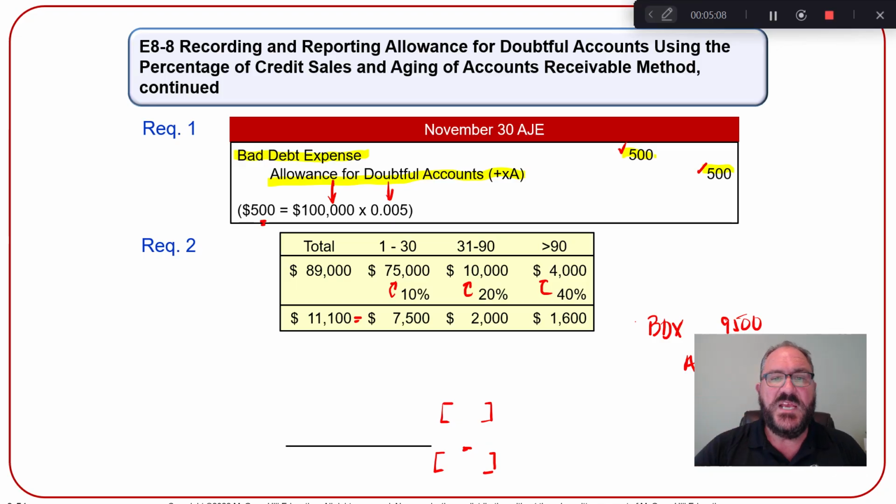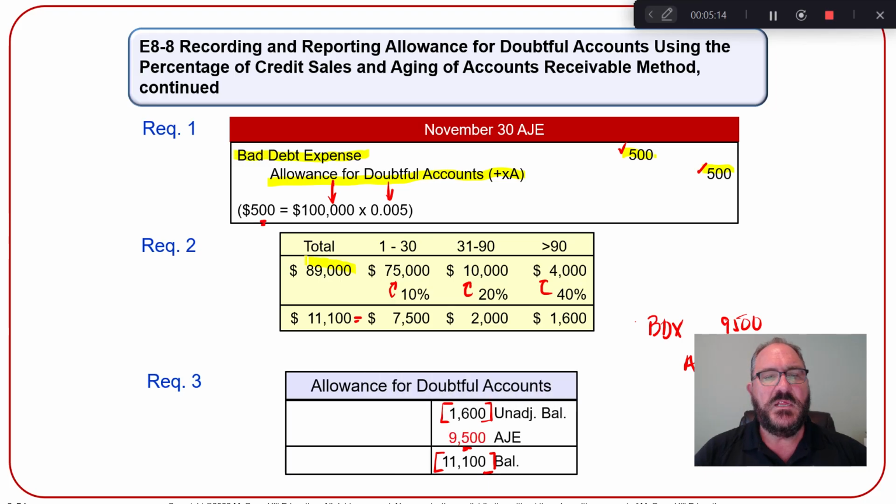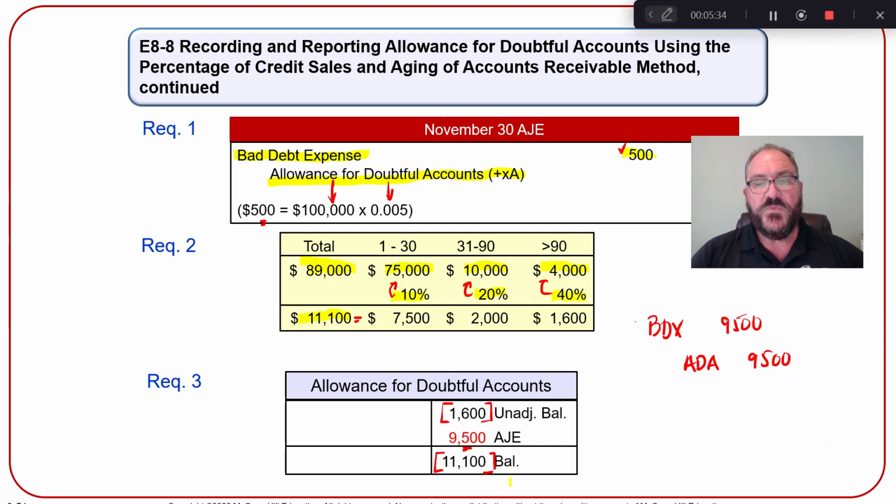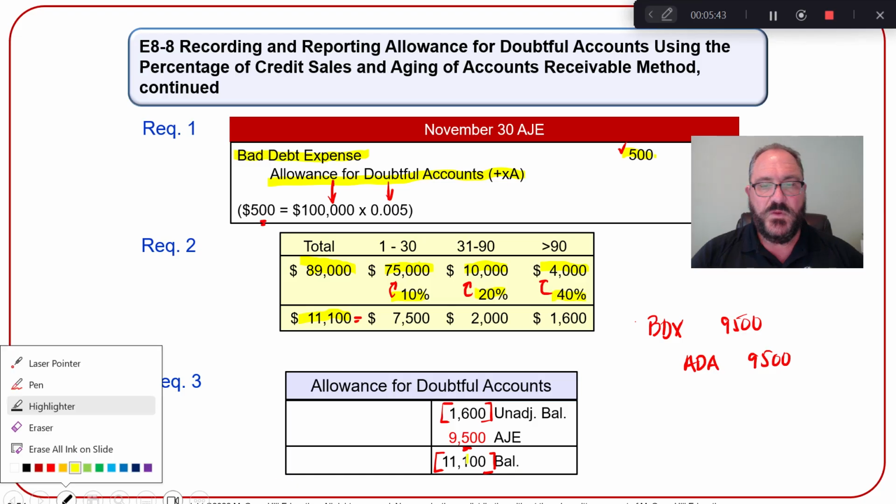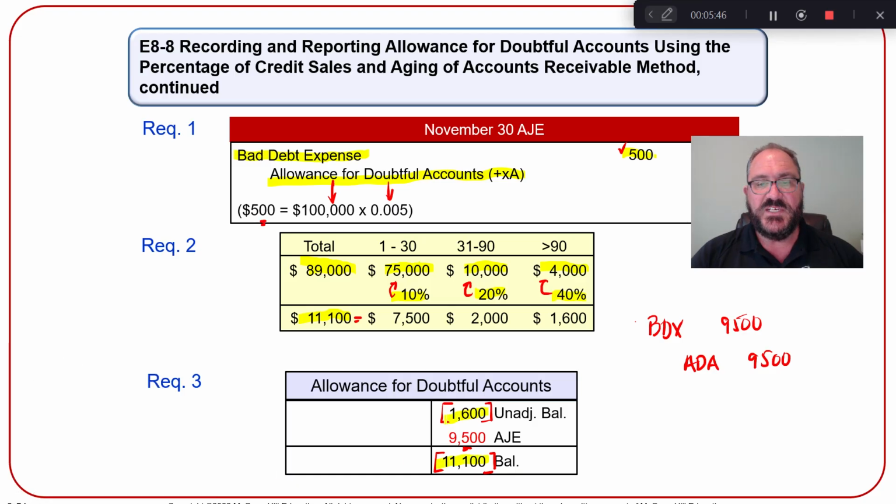Now the second way, they're switching it over. They said they had $89,000 in receivables. Of that, $75,000 was at 10%, again, they gave you those numbers, $10,000 was at 20%, and $4,000 was at 40%. When you tally those all up, that's $11,100. Again, they're just making these up. So if we need to have $11,100 in the account, and we only have $1,600, there's the adjusting journal entry right there.